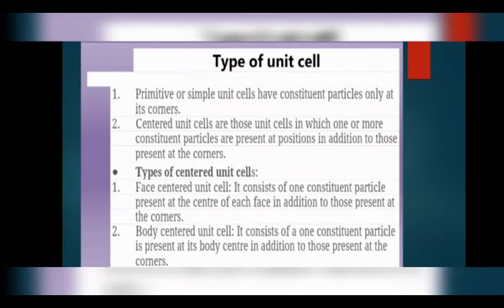First, face centered unit cell. It consists of one constituent particle present at the center of each face in addition to those present at the corners. Second, body-centered unit cell. It consists of one constituent particle present at its body center in addition to those present at the corners.